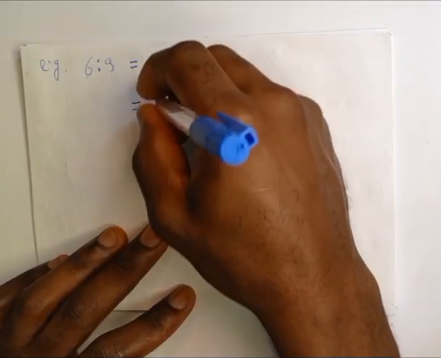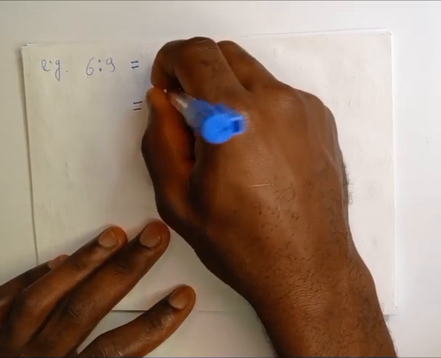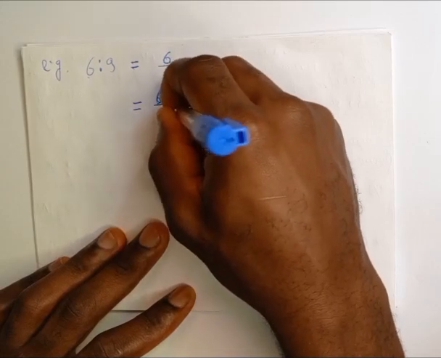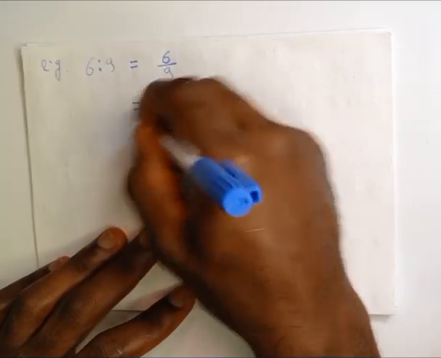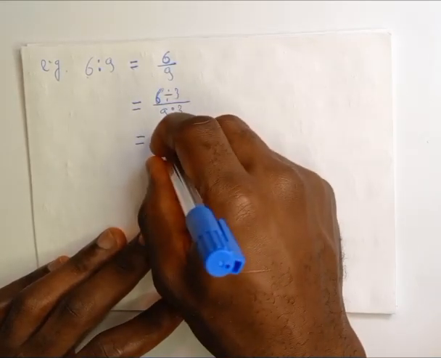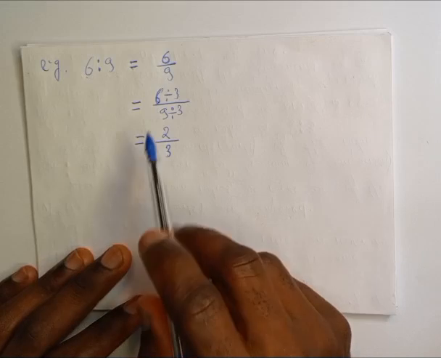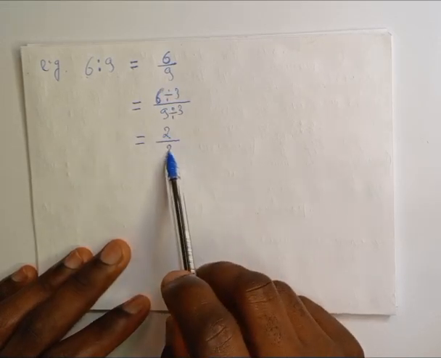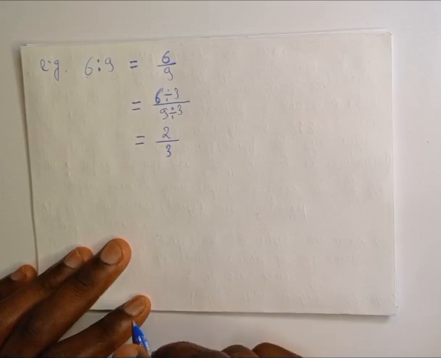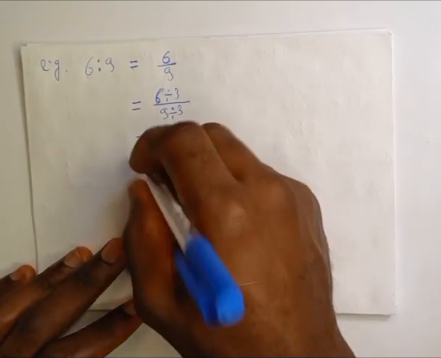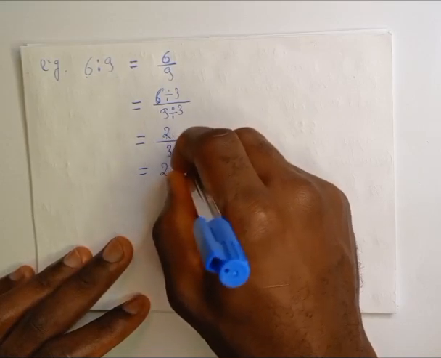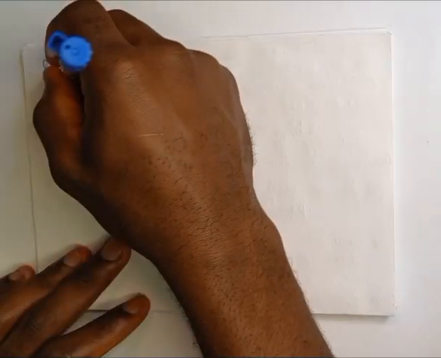We are going to divide the numerator 6 by 3 and the denominator 9 by 3. This will simply be equal to 6 divided by 3 gives us 2 all over 9 divided by 3 gives us 3. So in the simplest form, we are going to obtain 2/3. 2 and 3, the highest common factor is 1. That means they are relatively prime. The fraction 2/3 as a ratio is simply equal to 2:3.